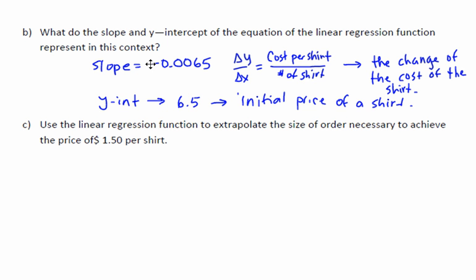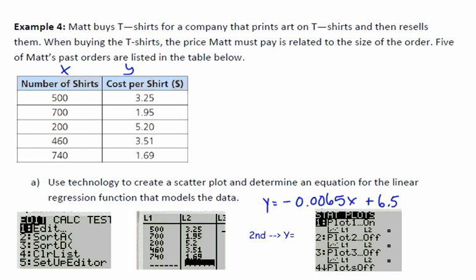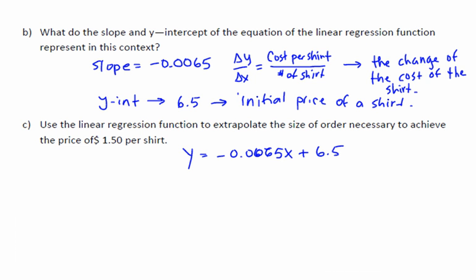Okay. Use the linear regression to extrapolate the size of order necessary to achieve $1.50 per shirt. So this equation here, what did our y represent? What was y? Let's give it a variable instead of y. C? Let's look at our equation. Y was cost per shirt, so let's use C. And X was the number of shirts, so maybe N.